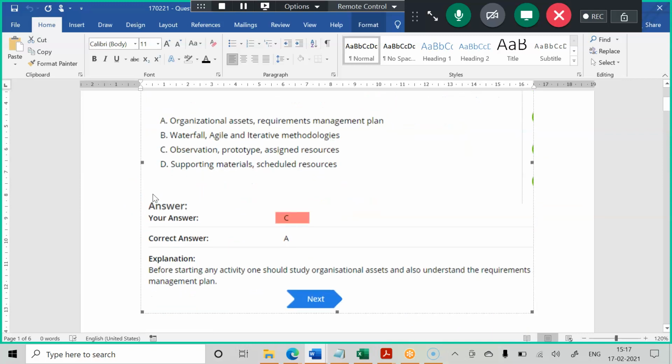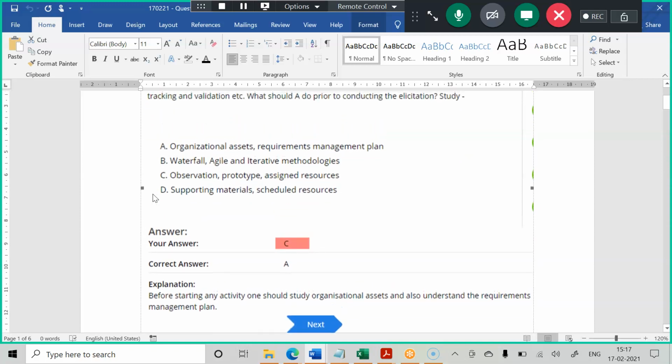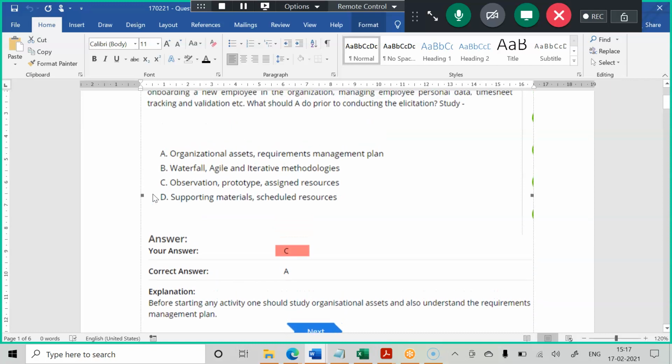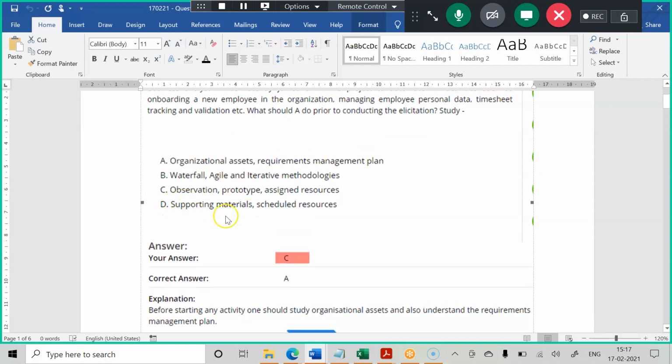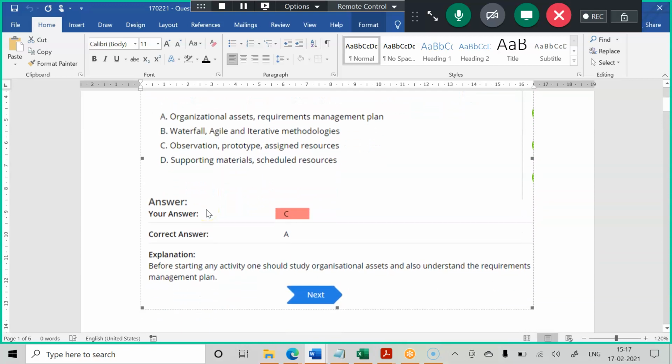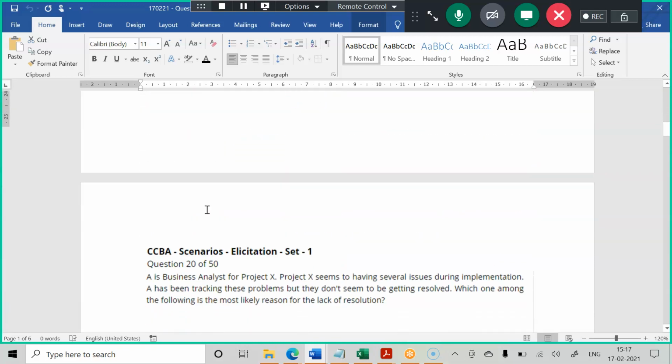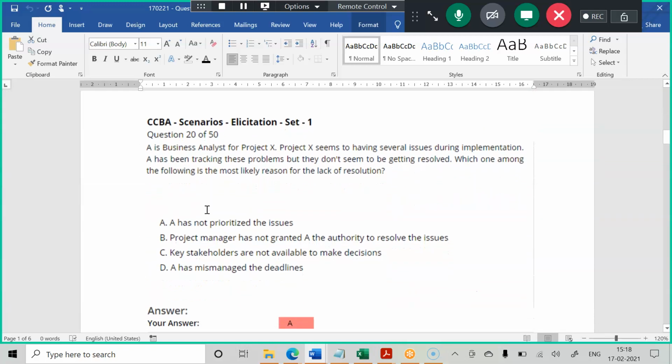Yeah, when I was answering this, I was confused between A and D. Supporting materials is only one part of preparing for elicitation. Yes, correct. You have to look at a broader way of doing things. Okay, then you have this.